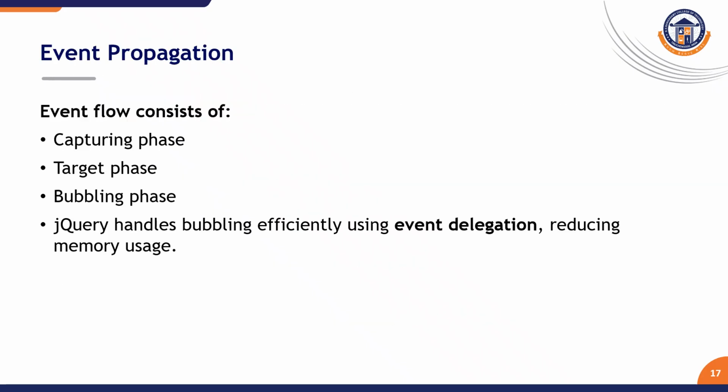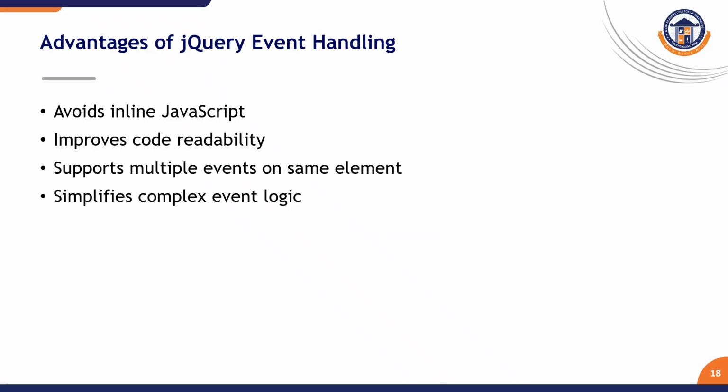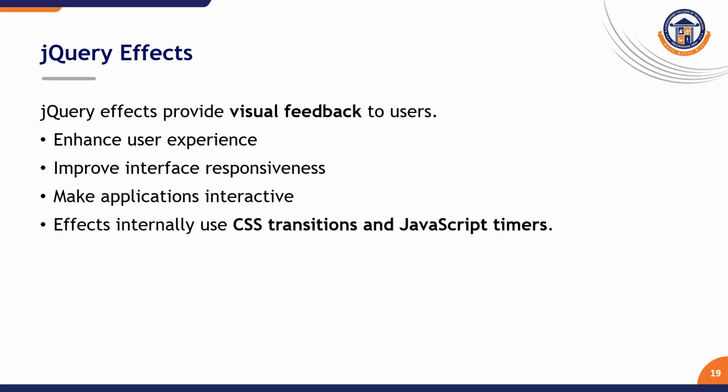Event propagation. Event flow consists of the capturing phase, target phase, and bubbling phase. jQuery handles bubbling efficiently using event delegation, reducing memory usage. Advantages of jQuery event handling: it avoids inline JavaScript, improves code readability, supports multiple events on the same element, and simplifies complex event logic.